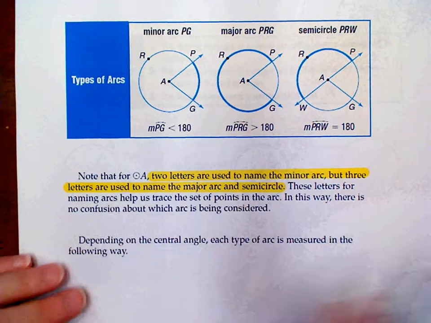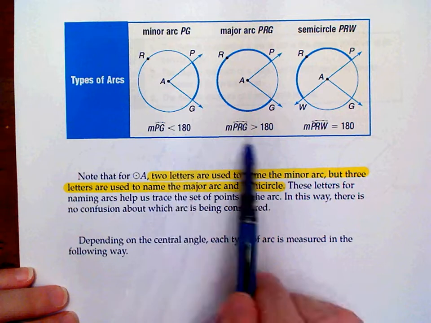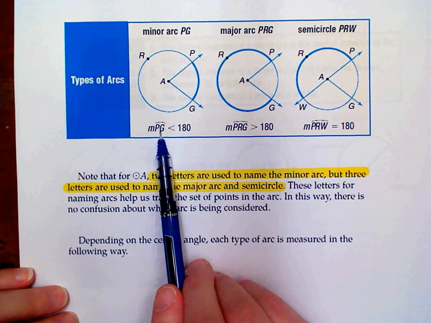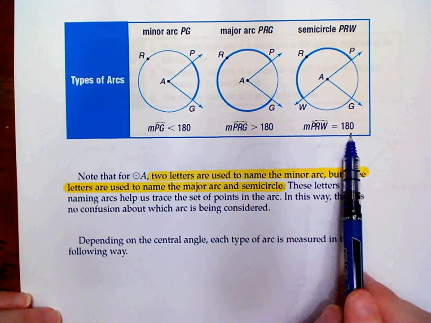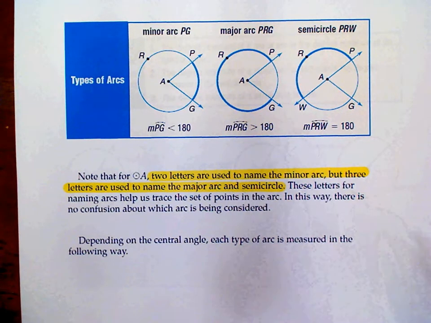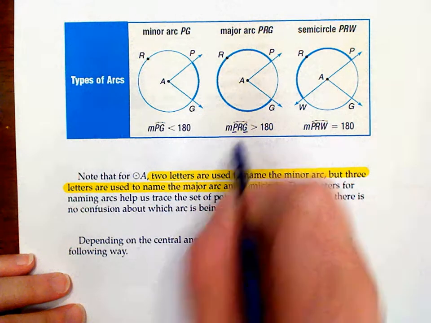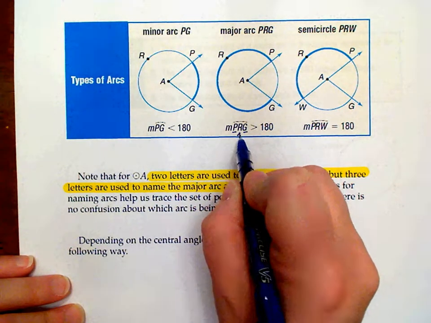We've already talked about this: minor arcs are less than 180 and are named with 2 letters, major arcs are greater than 180, and semicircles are exactly 180, and you have to use 3 letters to name those. The outside letters are the endpoints. The middle letter is just any point along that way.